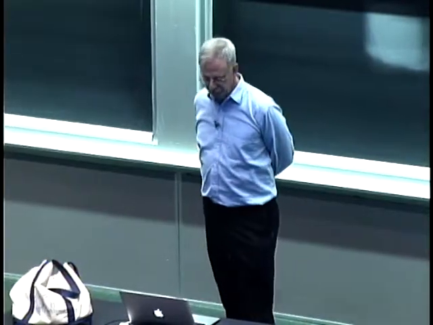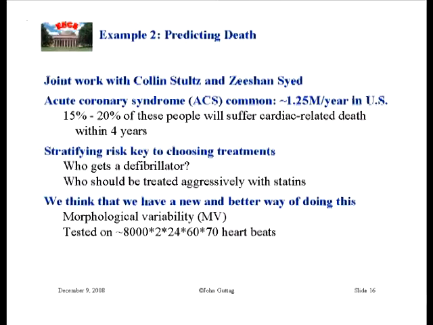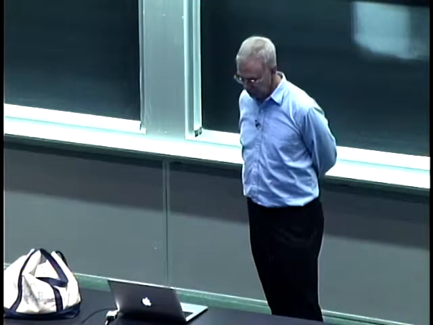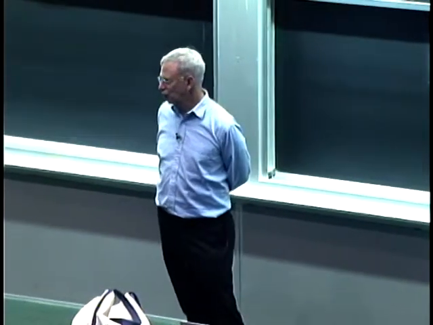So what do we do? The key thing, we have treatments. We actually know how to treat most of these things, but we don't know who to give the treatments to. So for example, who gets an implantable defibrillator? Who should be treated aggressively with statins? We think we've found a new way to decide who should get these kinds of treatments, something called morphological variability, which I'll talk about only briefly.